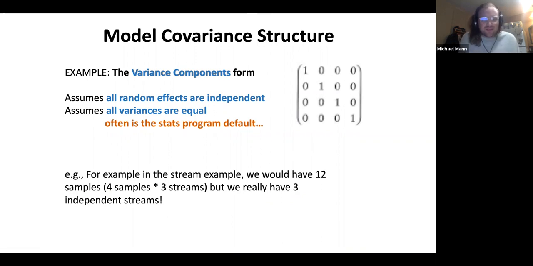In some cases, this is an adequate model if there's no nestedness in your design. But if, for example, we took that stream example and plugged that in, we'd be highly inflating our sample size because we're assuming each of those 4 individual sites along those streams would be independent, but we know they're not because those 4 samples were on that same stream. So it's really important to keep that in mind, but then we can build structures to do that.